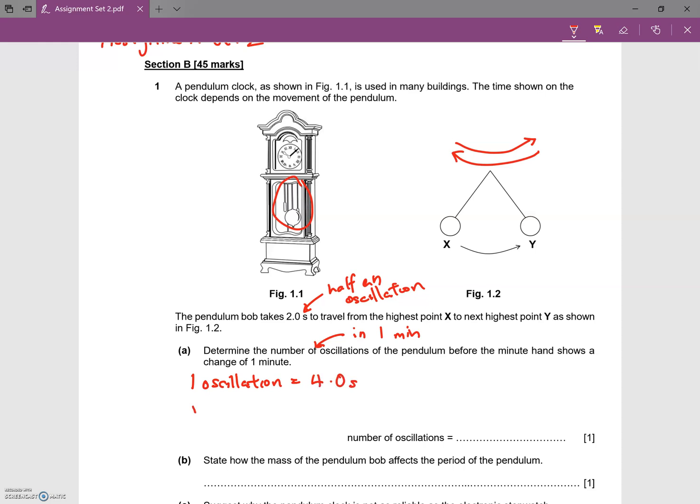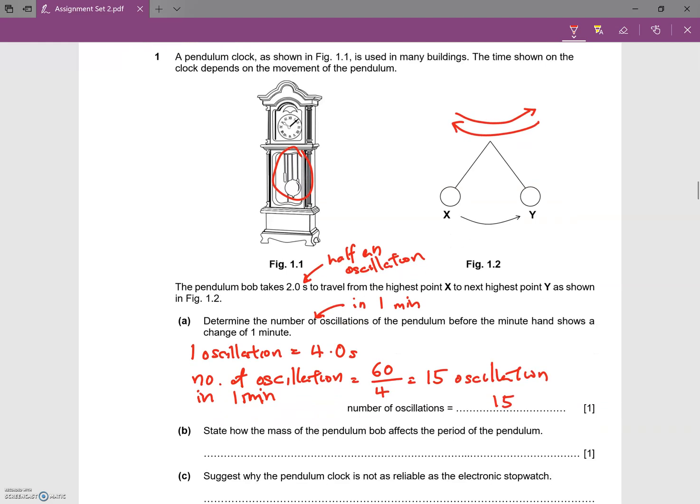Now, the number of oscillations in 1 minute. So 1 minute will just be equal to 60 seconds, which is 1 minute divided by 4. So you have 15 oscillations. So number of oscillations, 15.